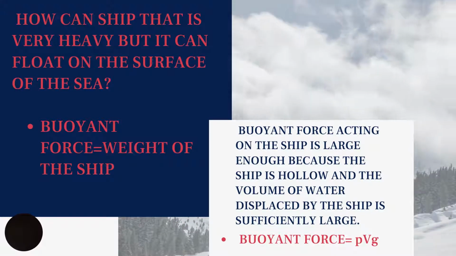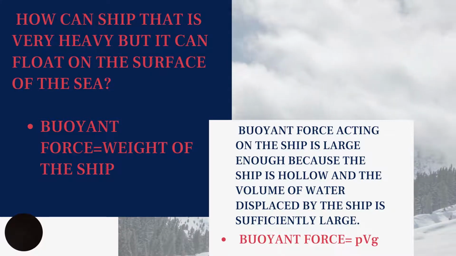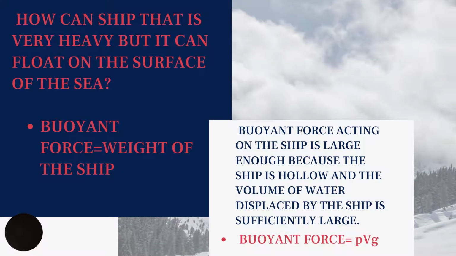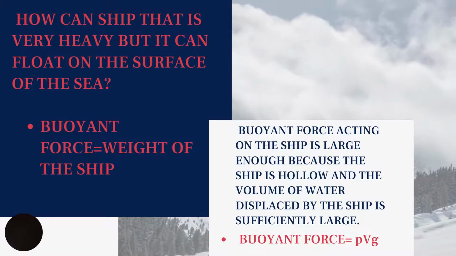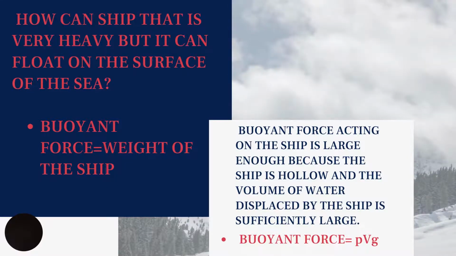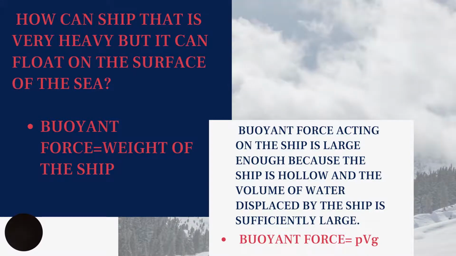When the question asks you to find the buoyant force, you can use this formula, which is the buoyant force is equal to rho Vg. This is the same as the formula I have said before in Archimedes principle. Number 2, buoyant force is equal to the weight of water displaced is equal to the weight of object is equal to rho Vg.